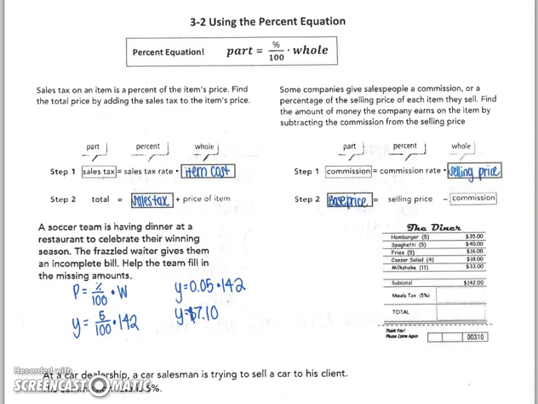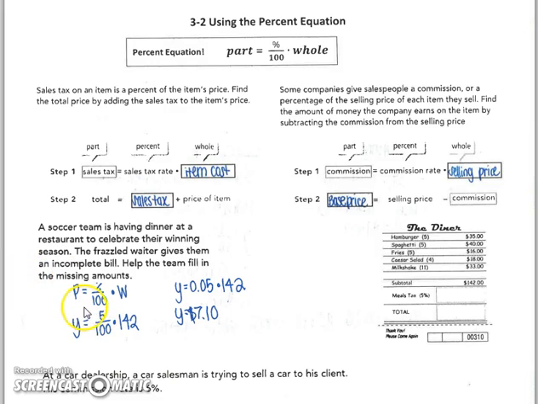So we're going to look at some examples of tax. This first example says a soccer team is having dinner at a restaurant to celebrate their winning season. The frazzled waiter gives them an incomplete bill. Help the team fill in the missing amounts.